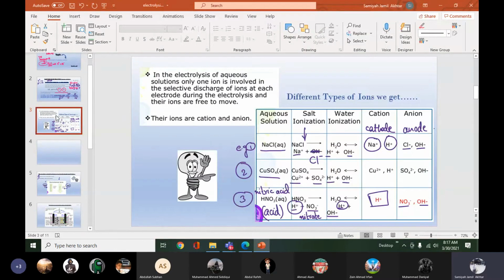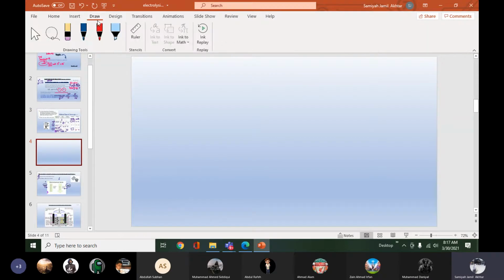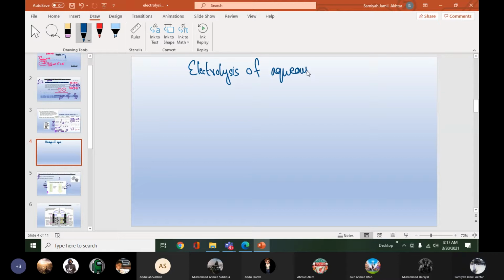13 students. Okay. Yeah, for the aqueous solution, let me just revise it very quickly. The electrolysis of aqueous solutions. In an aqueous solution, a solution in water, aqueous means water, so something is dissolved in water. So we will take a solute and a solvent.